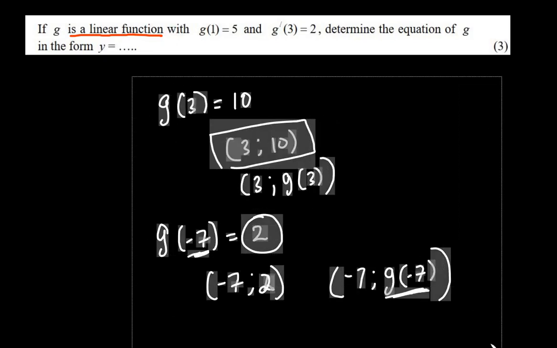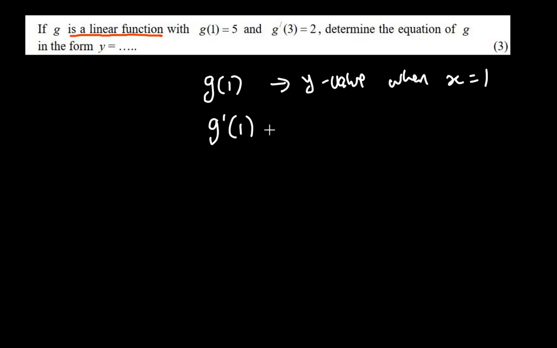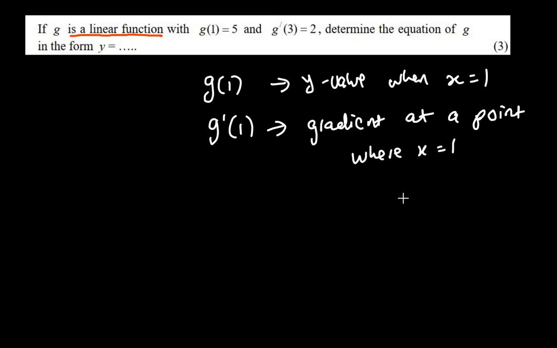Okay, so let's also now understand that there is a difference between g of 1 and g prime of 1. g of 1 is the y value when x is what? 1. While this one here means the gradient at a point where x is 1. So this means the gradient at a point where x is 1.